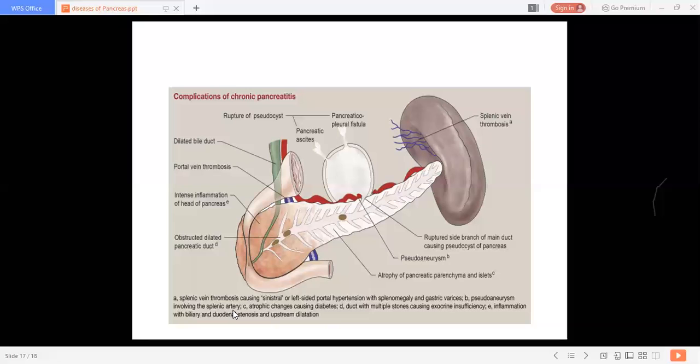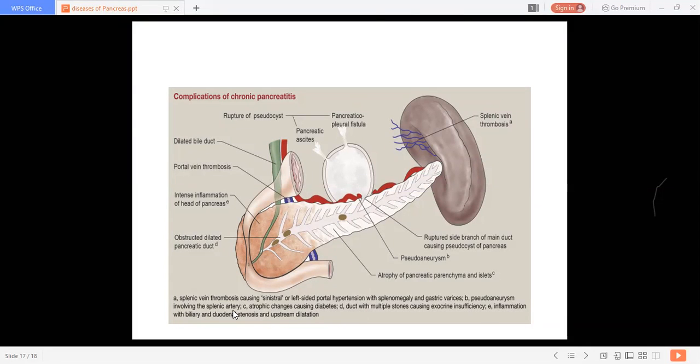It is not exactly swelling. There are 3 layers of the wall, no? Tunica intima, tunica media, and adventitia. Okay. So these 3 layers get separated because fluid gets accumulated in between. So there is dilatation in that particular part. We call it aneurysm. Understood? Okay. Pseudo here, yes ma'am. It is pseudoaneurysm involving the splenic artery.